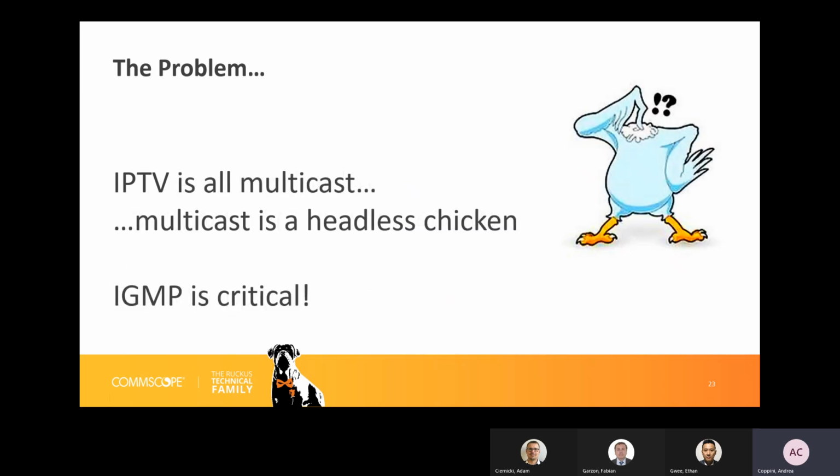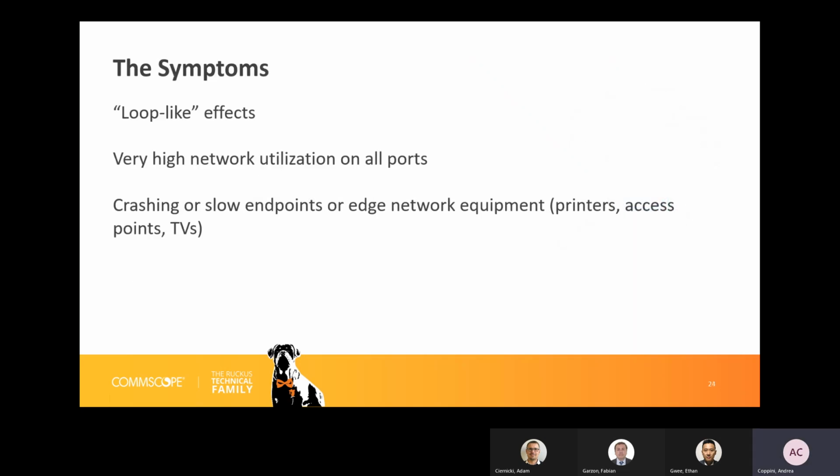So the thing with IPTV is that it's all multicast. Multicast is a bit of a headless chicken, right? It doesn't know where it has to go, so it goes everywhere. The way to control it is to use IGMP. And the symptoms that you would see when your IGMP protocol is not configured correctly are pretty much the same as having a network loop. You start seeing very high utilization on all the ports.